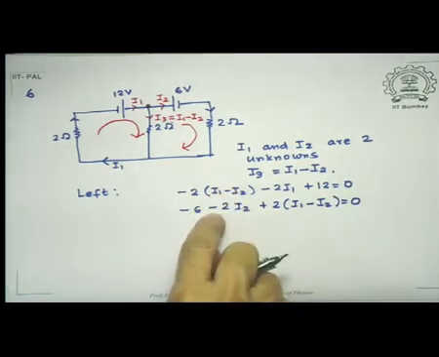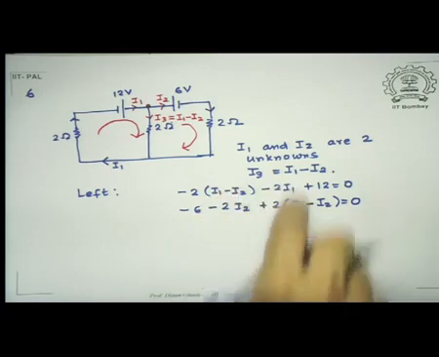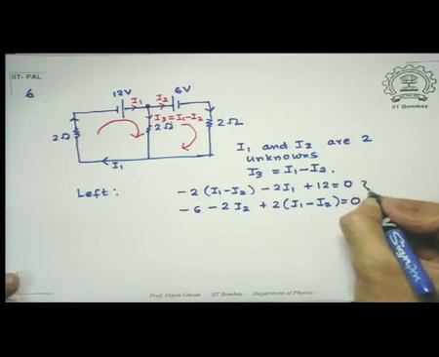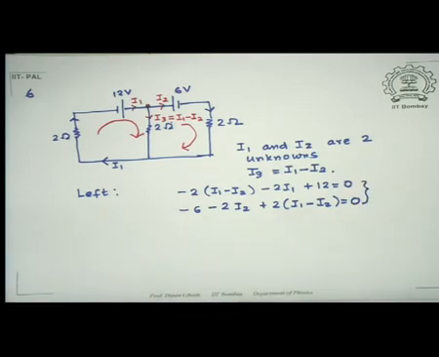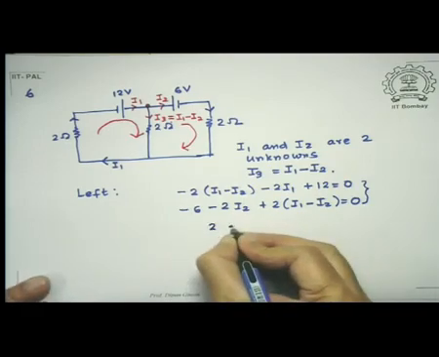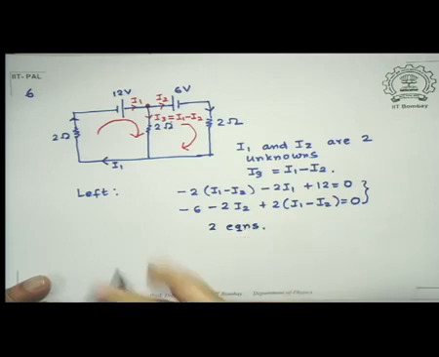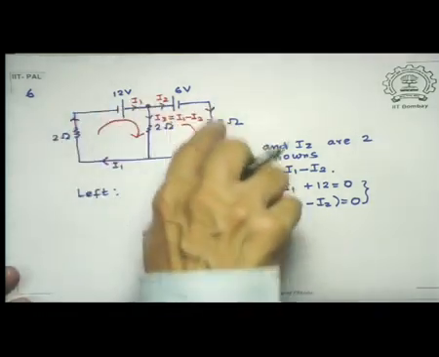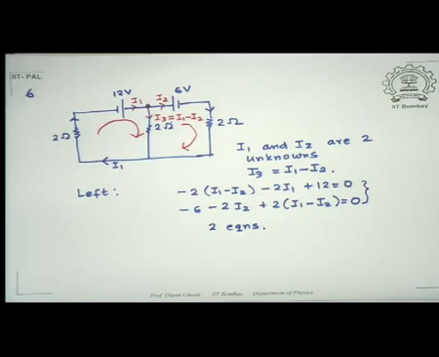So I've got two equations in two unknowns. I will not be unnecessarily solving it here. The idea is to tell you how to set up this equation. It's a trivial simultaneous equation and you can solve it yourself. So two equations, two unknowns. Now notice the second equation. I need not have done it on this loop. I could have also done it in the bigger outside loop, and it will be an independent equation.